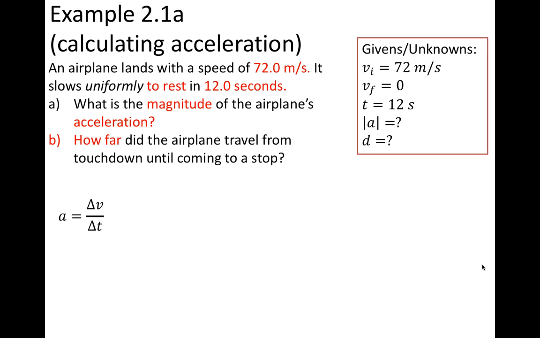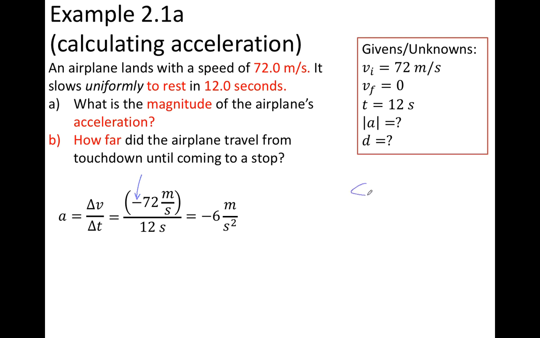To calculate the acceleration, we can use our definition of acceleration. And if the airplane is slowing down from 72 to 0, its velocity is decreasing, meaning that we have a negative sign here, decreasing by 72 meters per second. When we crunch the numbers, we end up getting negative 6 meters per second squared. And that negative sign is indicating the direction of the acceleration.